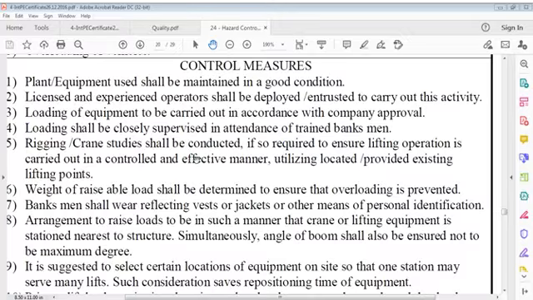Rigging, crane studies shall be conducted.